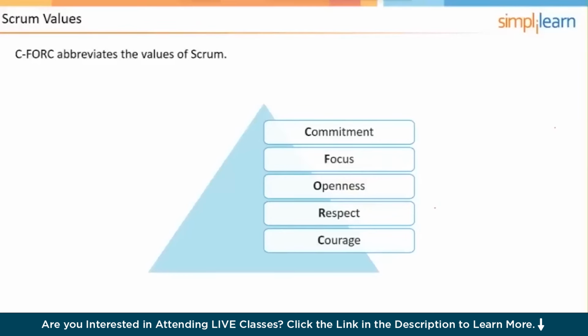So the first C is commitment. The next one, there are four. F is focus. O is openness. Is that two N's or one? I don't know. Openness. We'll blame it on the marker if it's not right. R is for respect. And the last C is courage. And so there's your little chart right there.